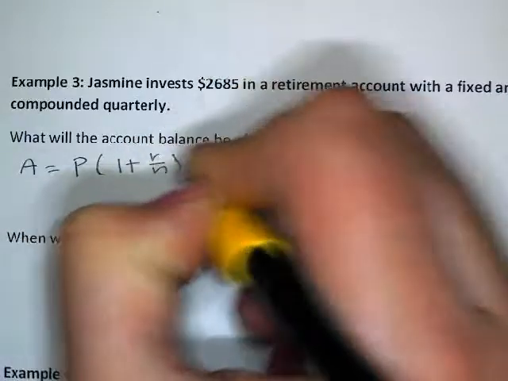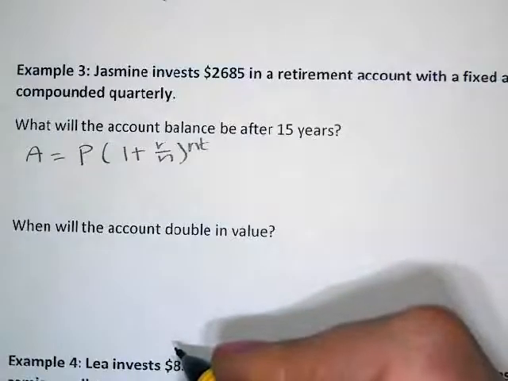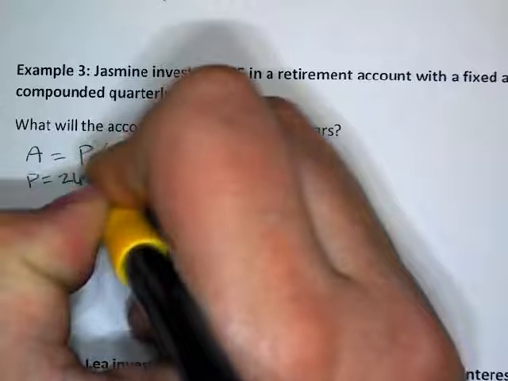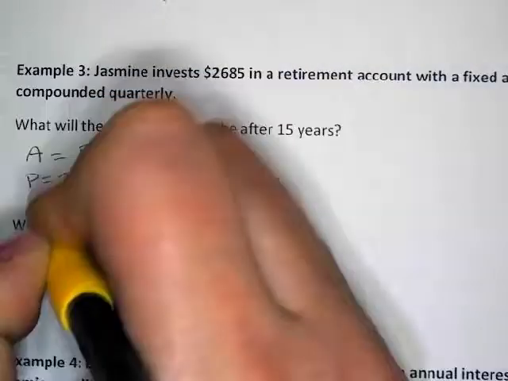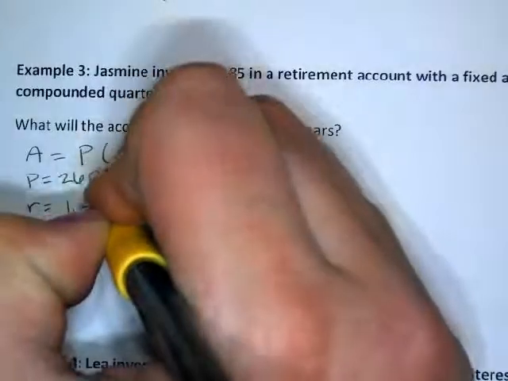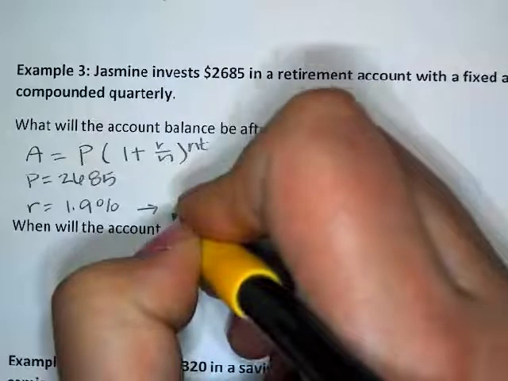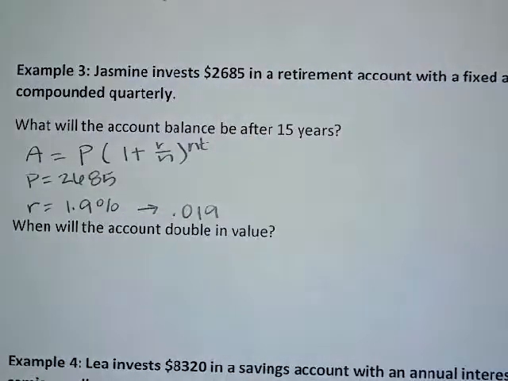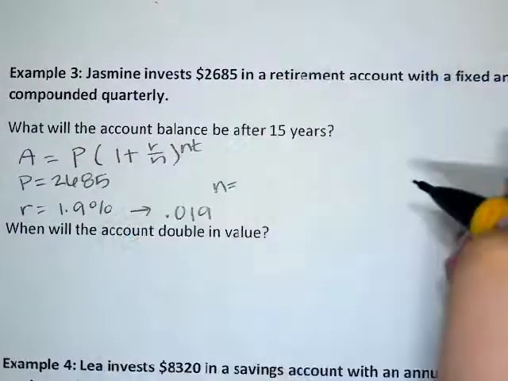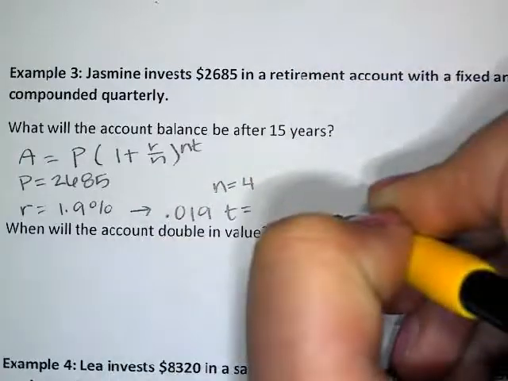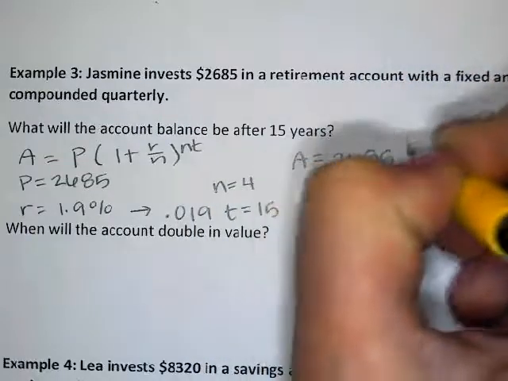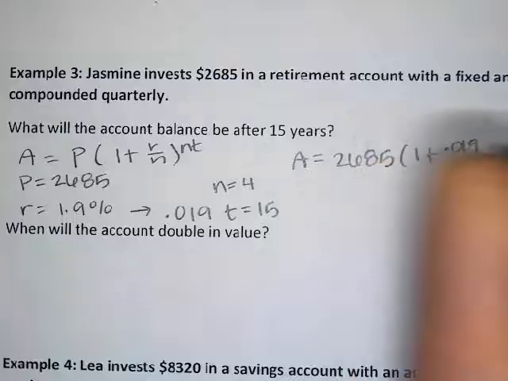Okay, our starting value is 2685. The rate is 1.9%, which is, what is a decimal? 0.019. The compounded quarterly is what for N? 4. And the time is what? Okay. So A equals 2685 times (1 plus 0.019 over 4) to the 4 times 15.